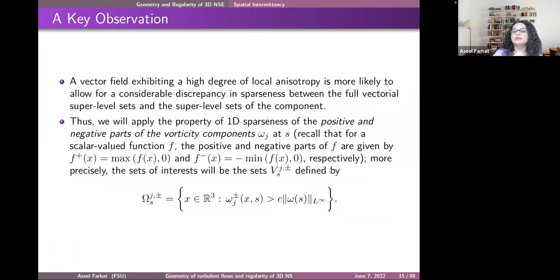So this is one relaxation, that it is 1D and changes from point to point. Another relaxation is that if you have, let's say, a vorticity, a vector field, that it is sparse, or the super level sets of it are sparse. So automatically it is easy to see that the components are sparse. But any condition you put on the sparseness of the components doesn't necessarily imply that the full vector is sparse. So we relax the conditions in the theorems to go from vectorial.